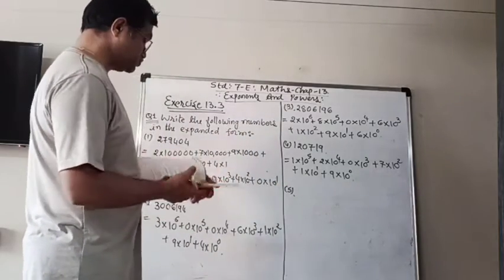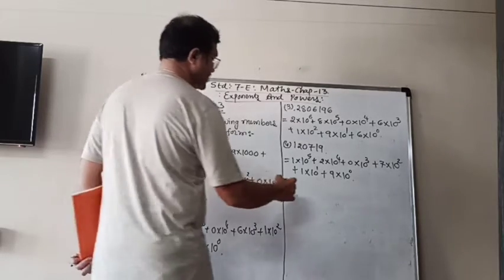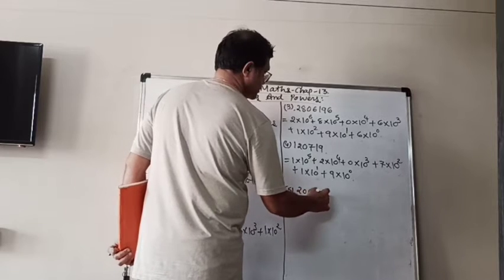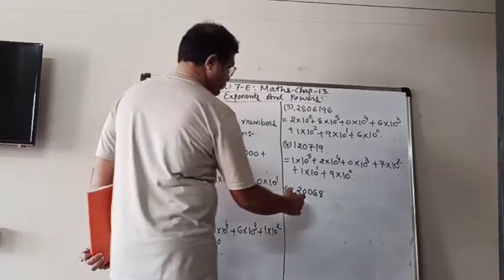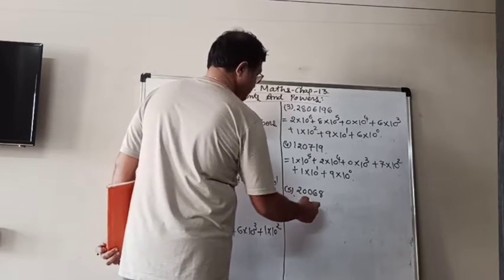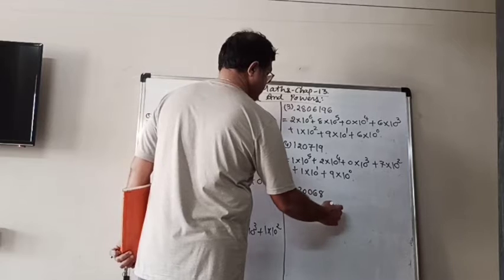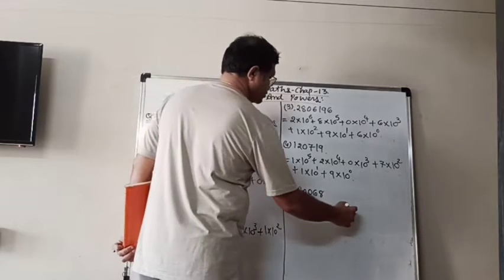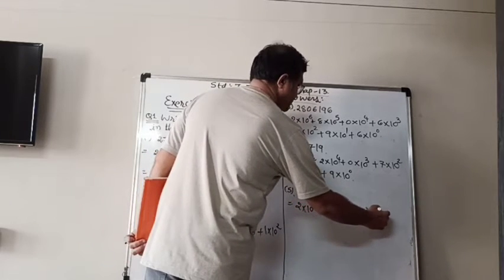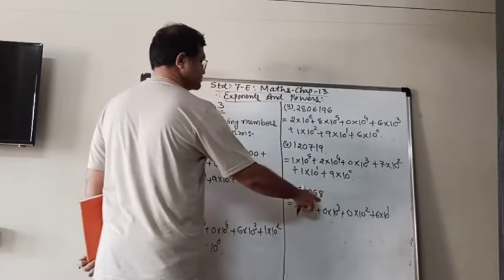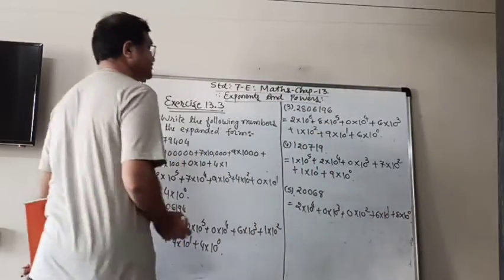Let's take the next one, the last one of the first question. 20068. That is 20,068. So now 2 into 10,000 means 10 raised to 4 because there are 4 digits after it. Then one power less, 10 cubed, plus 0 into 10 squared plus 6 into 10 raised to power 1 and the last 8 into 10 raised to power 0.